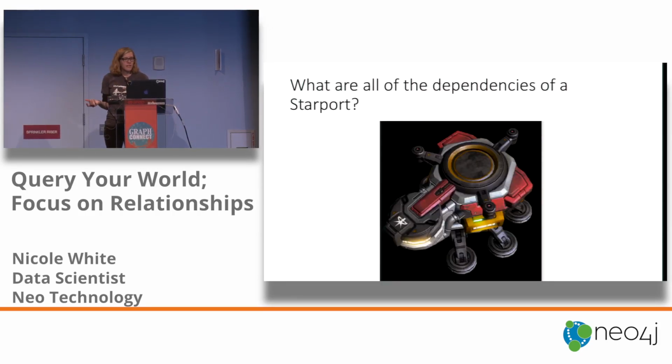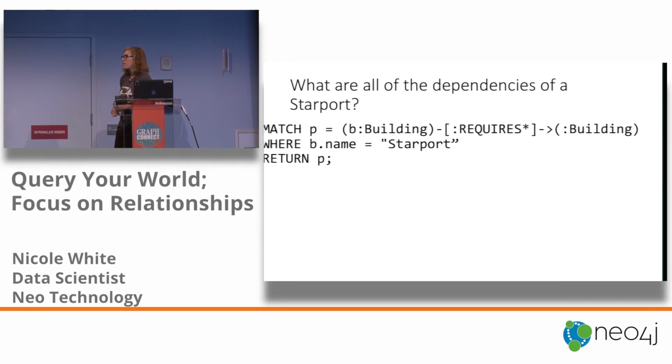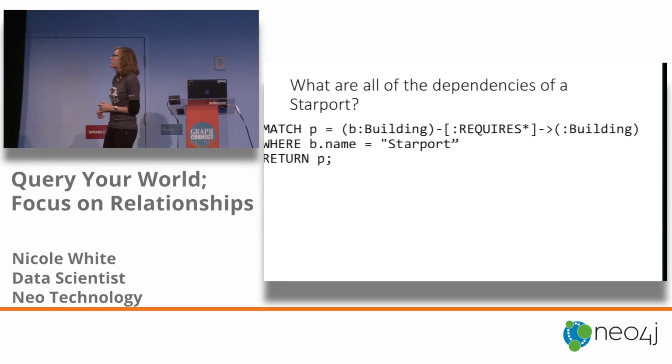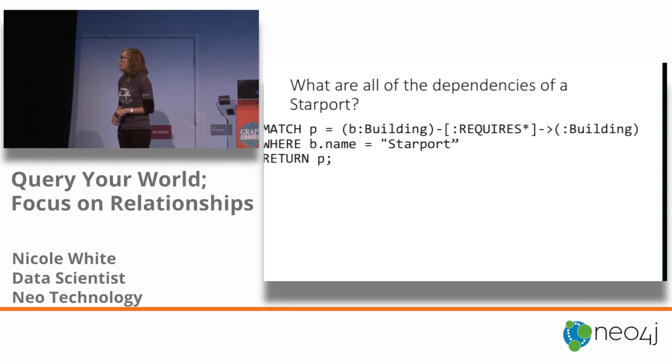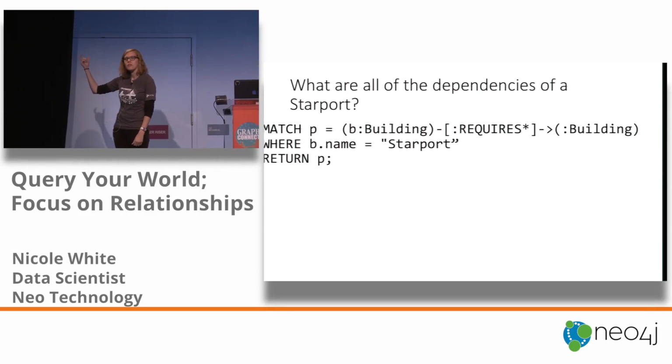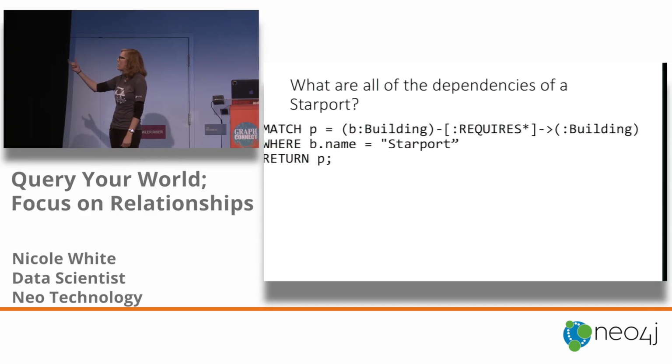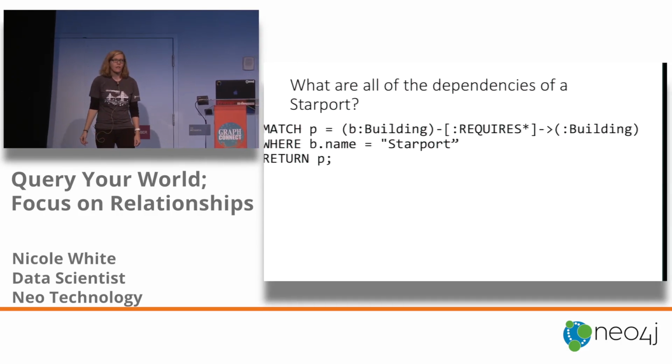Okay, what are all the dependencies of a starport? So we just want to go all the way down the tree from this node. So you can do that just by omitting the maximum on the relationship. So same thing here. We're starting at the starport, and then we're traversing the requires relationship, however far it'll go, down through the buildings, and where the name of the building is starport, and we're returning the entire pattern.